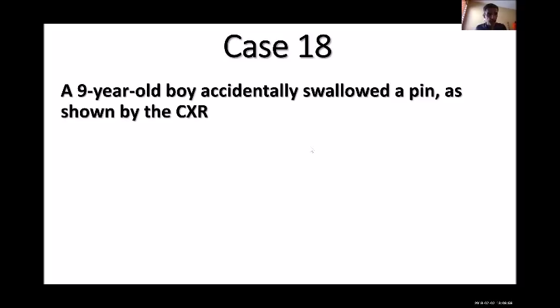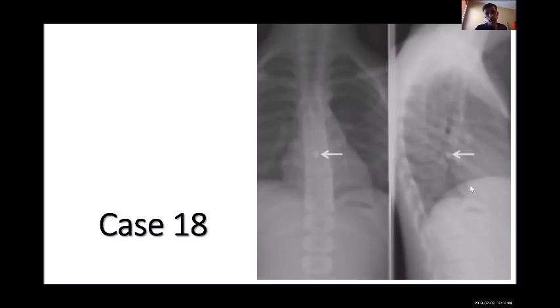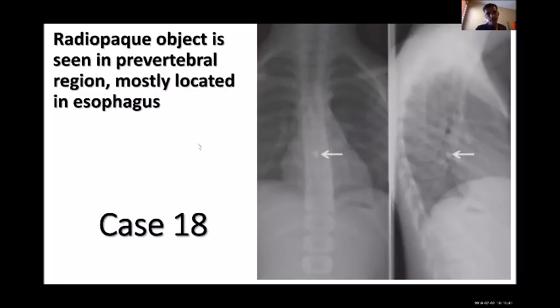Okay, number 18, a 9-year-old boy accidentally swallowed a pin, as shown by X-ray. Do you guys see the pin? Yes. Okay, so this is the difference between the pin in the trachea and the pin in the esophagus. This looks like it's in the esophagus, and the reason is that it's below the bifurcation. It's central. Okay, and its orientation.